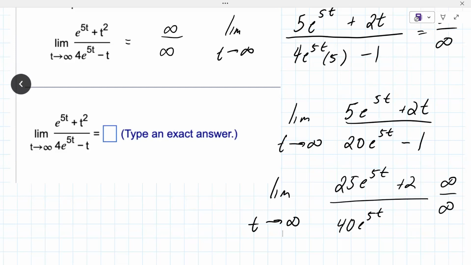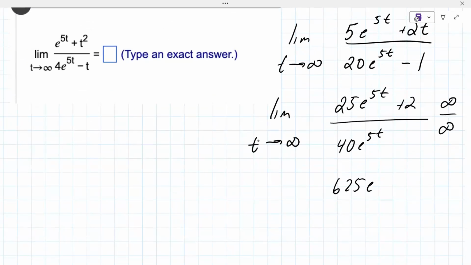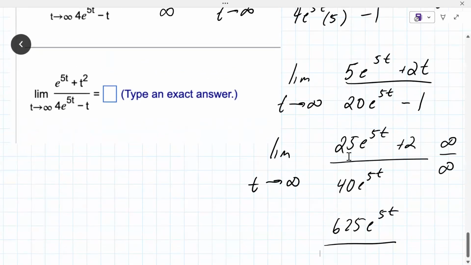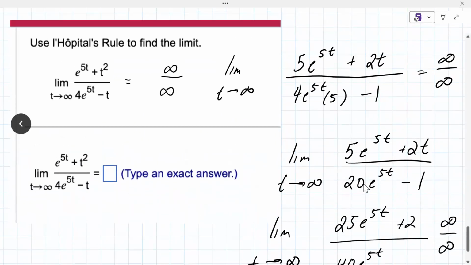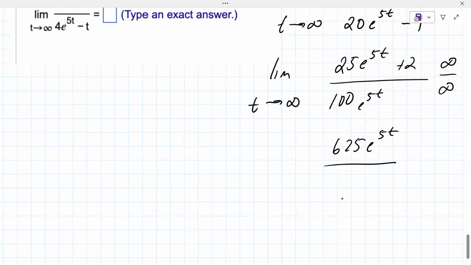I got 625 e to the 5t over 1600 e to the 5t. Where's the 1600 coming from? 40 times 40, right? So I think I didn't get the correct. This one should have been 100, because it's 20 times the 5. And that should be 500 e to the 5t.